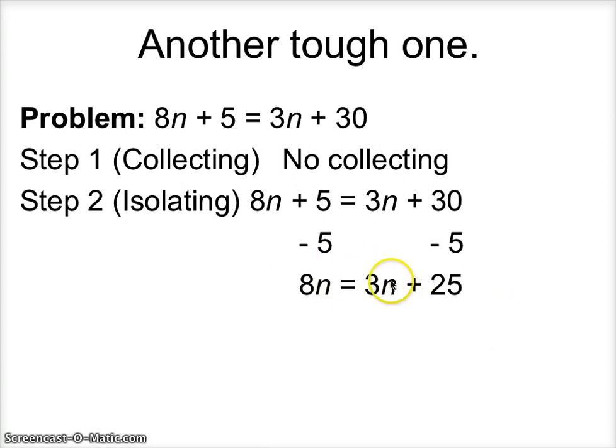I still have this pesky 3n over here. So what am I going to do? Well, you could consider it like instead of isolating the n's, I'm isolating the numbers. I want to get this n over onto this side, but I can't just move it over there. I can't just collect it. I can't make this 11n. It doesn't work that way. So what are we going to do? Just like up here where we have the 5 and we want to get rid of it and we take it away, now we have a 3n and we want to get rid of it. So we're going to take it away. Let me show you what that looks like.